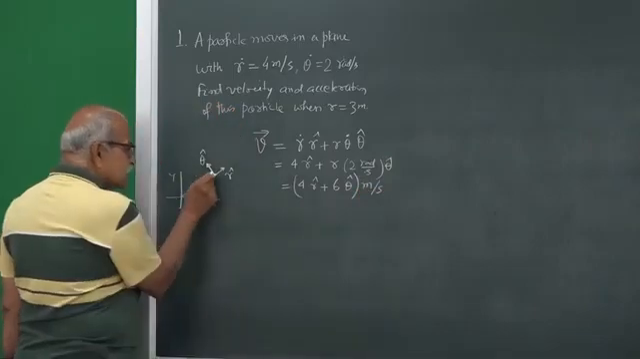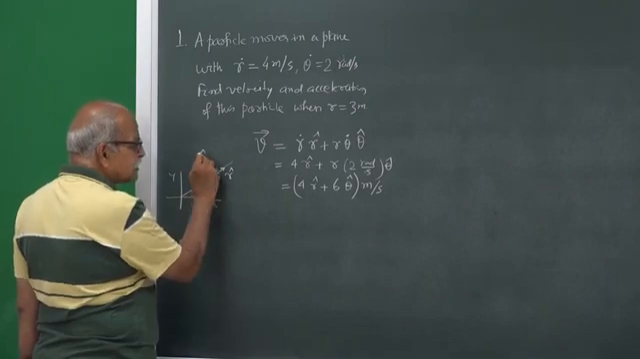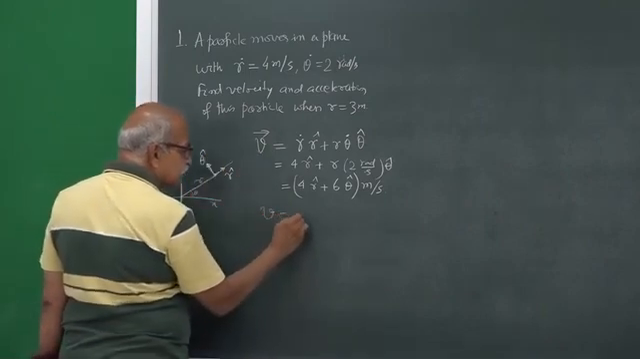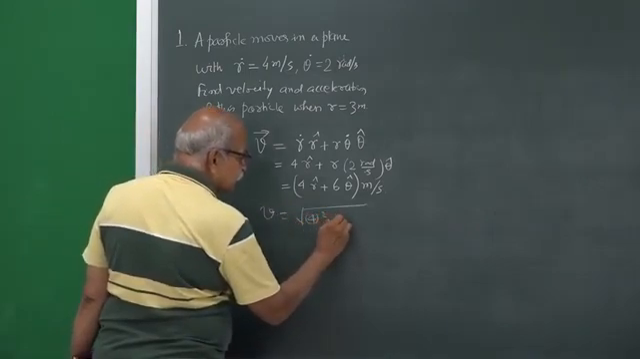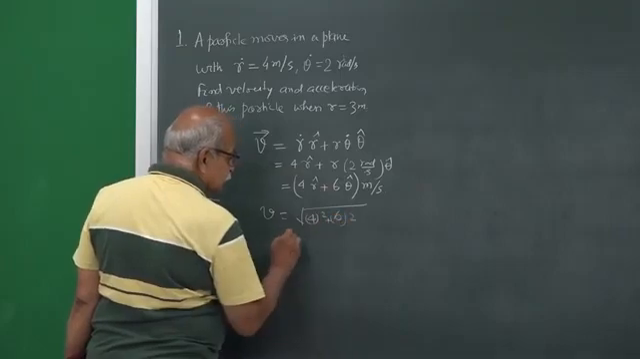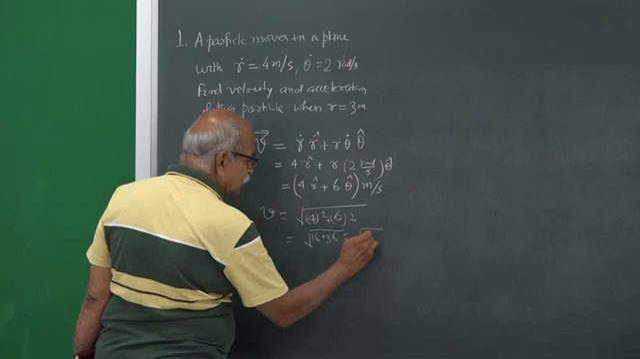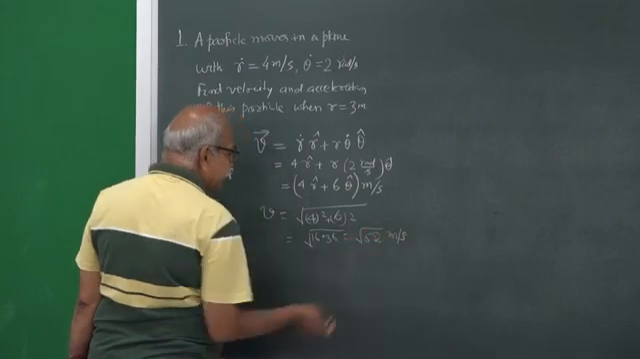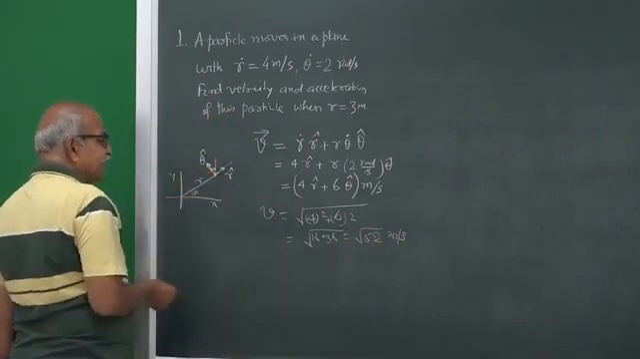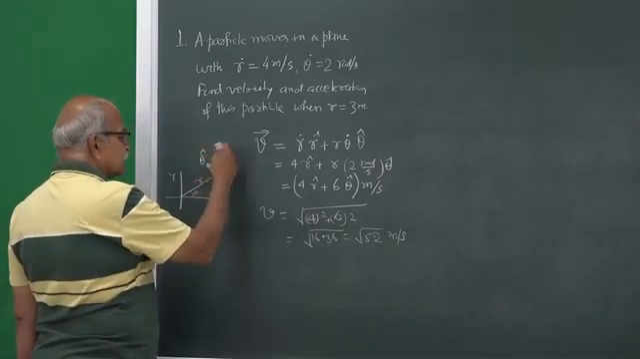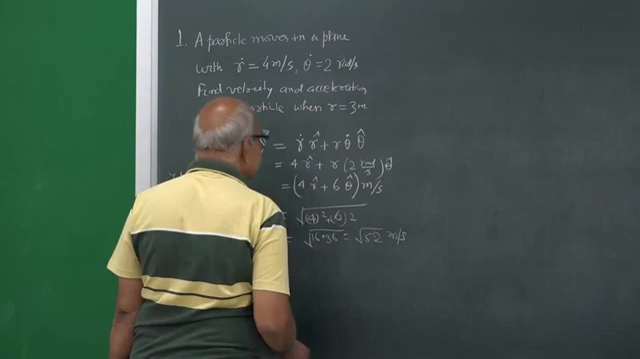In this direction the component is 4 units, and in this direction the component is 6 units. If you want the speed, it is just the square root of 4 squared plus 6 squared. So, 16 plus 36, that is the square root of 52 meter per second, that is the speed. And if you want the angle, you can always get it: tan theta is equal to the radial component divided by the transverse component. So, this is about velocity.